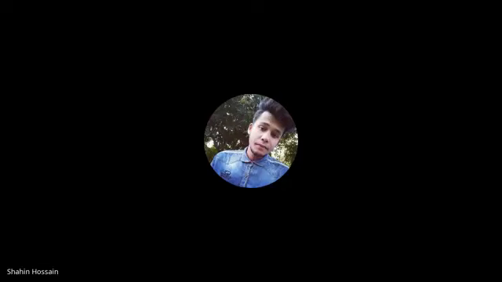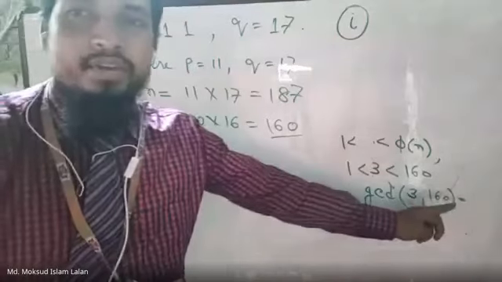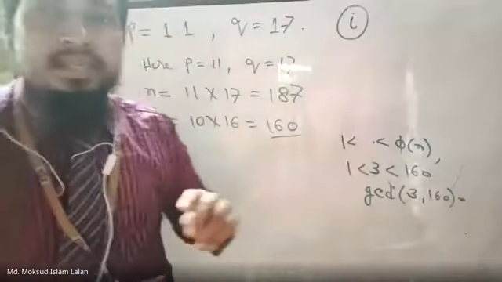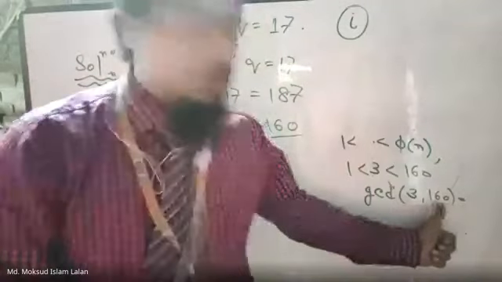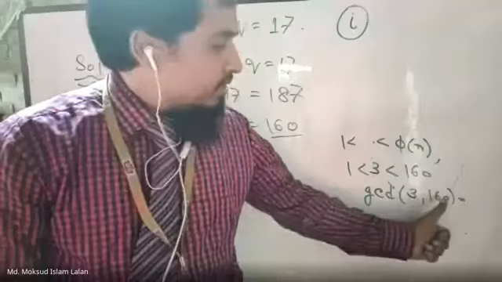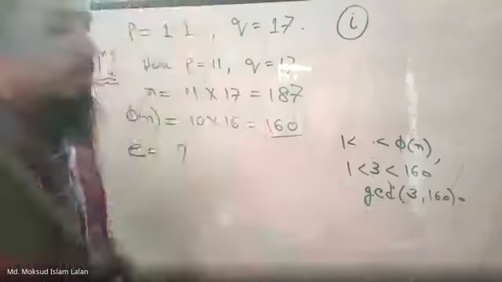Bayezid, this is not divisible by 3, right? Yes, sir. We can easily check which one is divisible by 3 or not, just by summing the digits of the number. So 1 plus 6 plus 0 is 7. So 7 is not divisible by 3. So there is no common factor, and we can consider it as E.